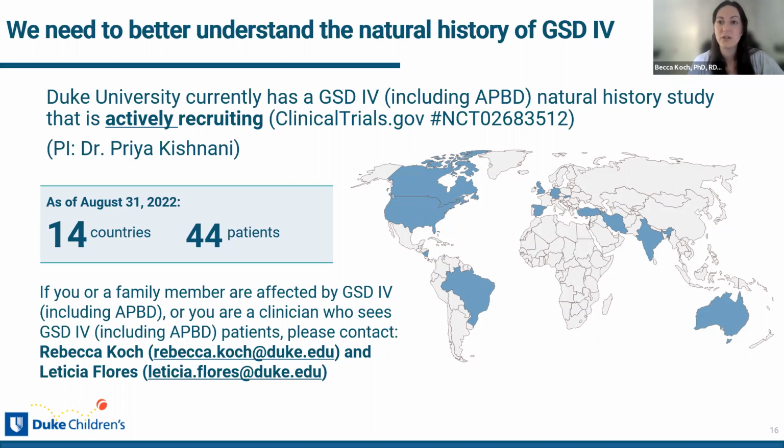So again, this does include both children and adults with GSD4, so including APBD. And our contact information is listed at the bottom there if you are interested in enrolling, or if you know a family member or you have a patient that is affected by GSD4. This also does include decedents or deceased subjects. So if you know of someone who unfortunately succumbed to this disease, again, please reach out. We are able to include them in this study.